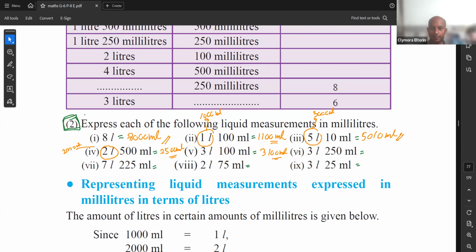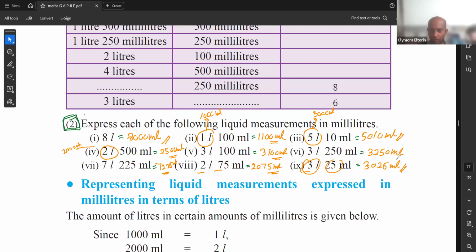3,100 milliliters. What about this? That's already 2,250 milliliters. This one, 7,225 milliliters. This one, 2,075 milliliters, because there are only 75, okay? This one, here 3,000, here 25. What's that? 3,025 milliliters. Now you can check whether your answers are correct or wrong.